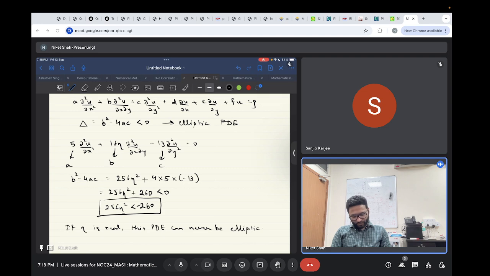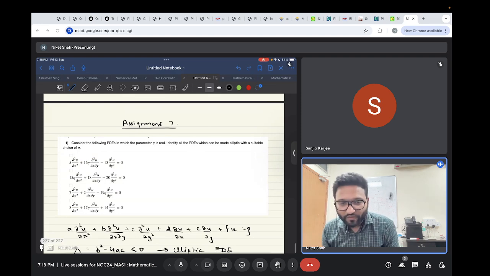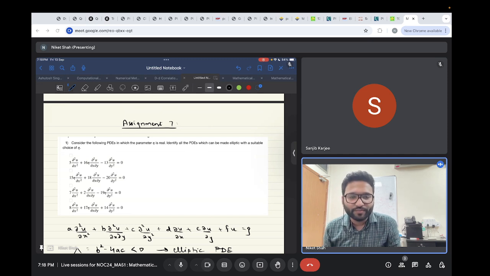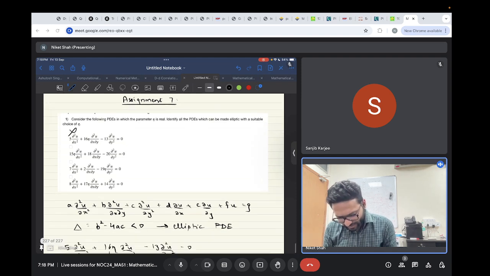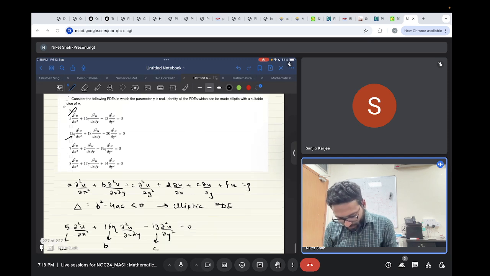So this is the answer. The first option is not valid. It cannot be made elliptic even by a suitable choice of eta. There is no suitable choice of eta by which we can make the first PDE elliptic. Let's try the second one. Let's see whether we get something or not.